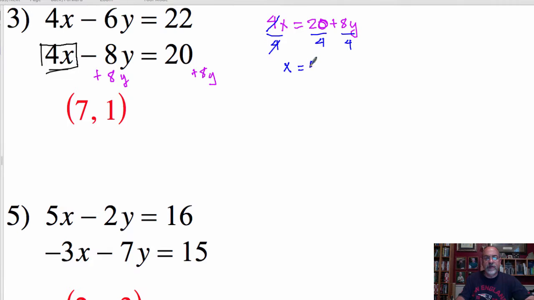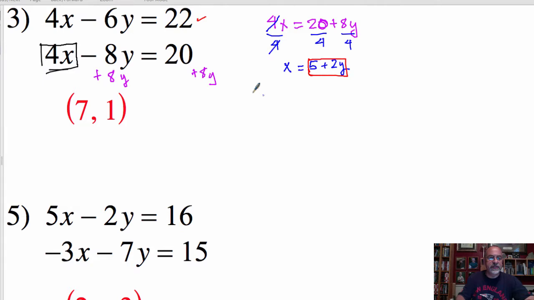20 divided by 4 is a nice even 5, and 8 divided by 4 is 2. So because I chose to divide by this 4, or to solve for this letter, I now have an expression that tells me that the letter x and this expression over here are the same. Well, it means they're interchangeable. So going to the other equation in my system, I can rewrite that, and where I come across the letter x, I can substitute in this expression because it has equal value.